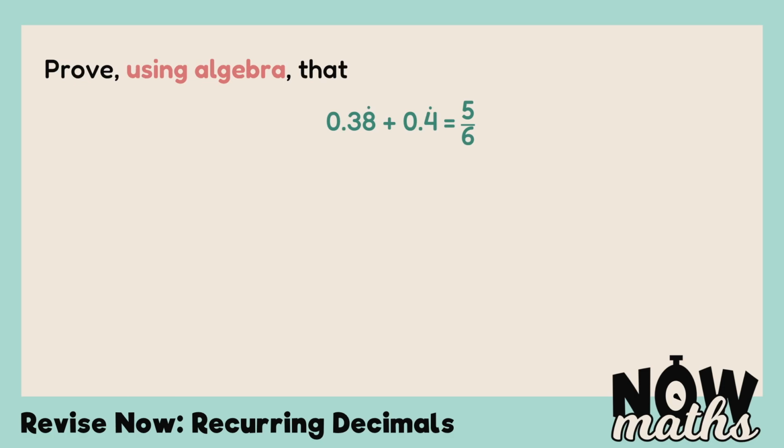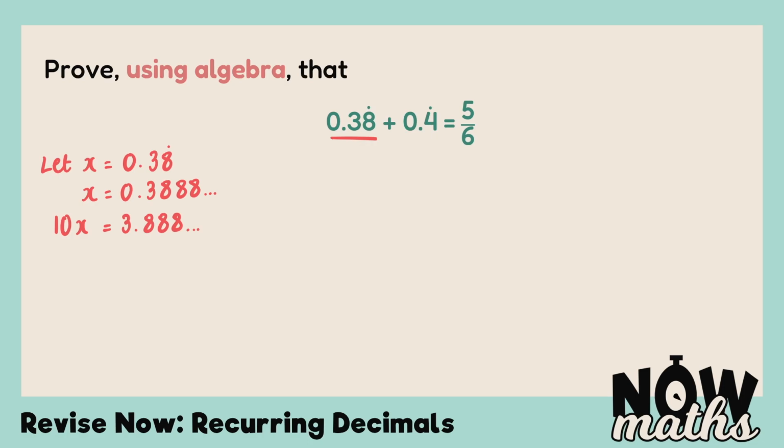So let's start with 0.38 recurring. If we're going to convert this to a fraction, we start off by letting x equal 0.38 recurring. And if we were to write this out a little more fully, we could write this as x equals 0.3888 and so on. We then multiply by 10. X multiplied by 10 is 10x. And multiplying the decimal by 10, everything shifts to the left, so we end up with 3.8 recurring.